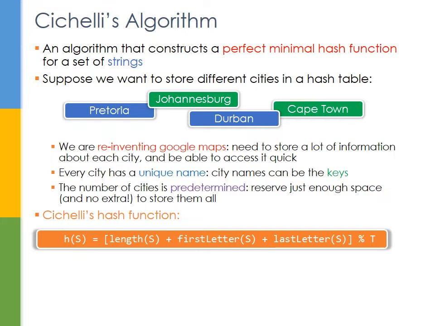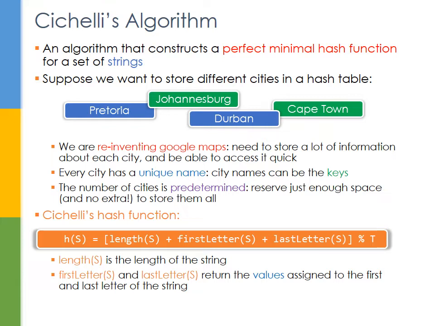It's actually extremely simple. It has 3 components, and then at the end of the day you mod it by the size of the table. The size of the table is going to be determined by the number of inputs. In this example we have 4 inputs, so t is going to be equal to 4. Length s is simply the length of the string.